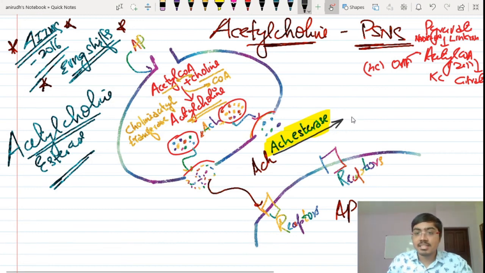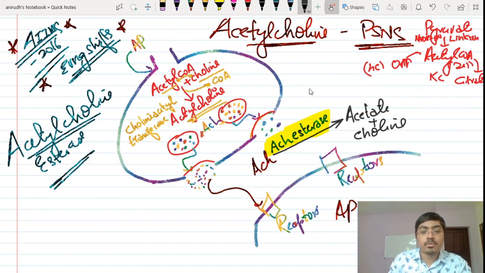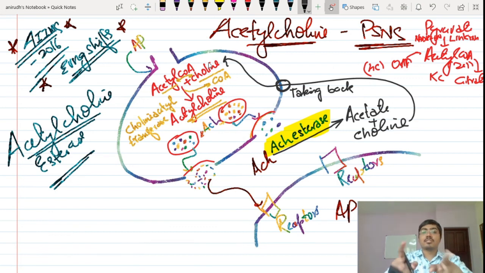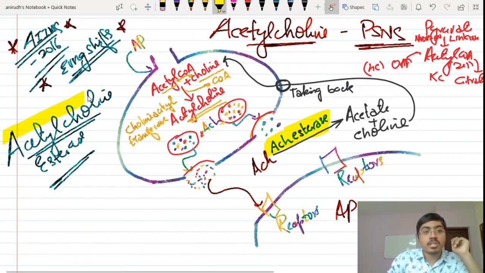Now once it degrades this, you will get acetate, that is acetic acid, plus choline. This was acetyl coenzyme plus choline, and this is acetate plus choline, right? And this choline is taken back into the presynaptic membrane. This is taking back the choline. You have a transporter here. We don't want to go into the details. It is a sodium choline importer. Along with the sodium, the choline will go inside, and it will bind to acetyl coenzyme, and the cycle is completed. You have a cycle over here, isn't it? So this is all we are supposed to know so far as your topic of acetylcholine is concerned.